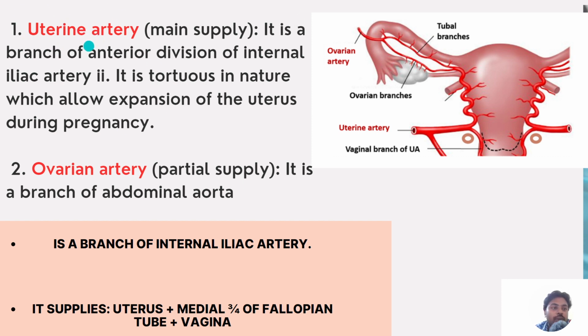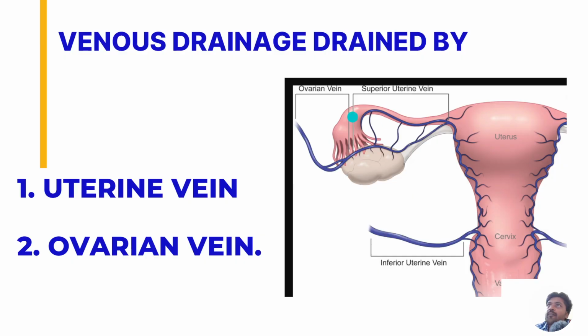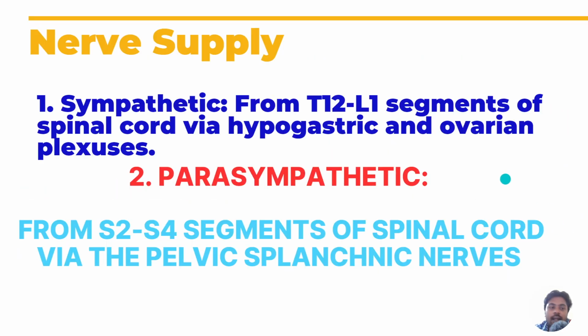Let's discuss the uterine artery. It is a branch of the internal iliac artery, and it supplies the uterus, the medial three-quarters of the fallopian tube, and the vagina. Venous drainage is by the uterine vein and ovarian vein. Nerve supply: it has both sympathetic and parasympathetic.